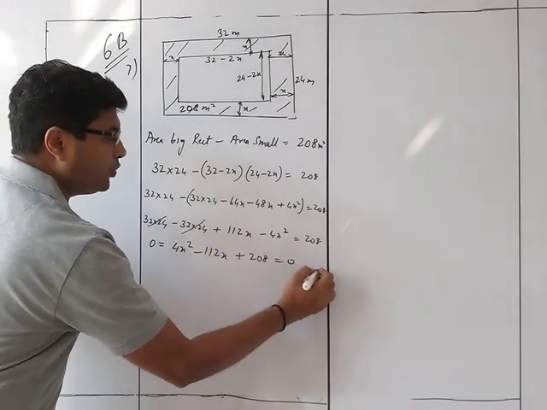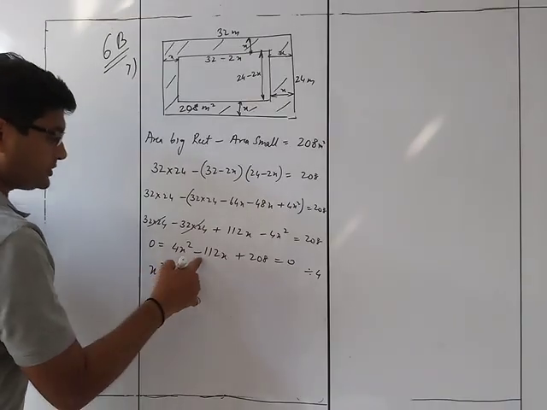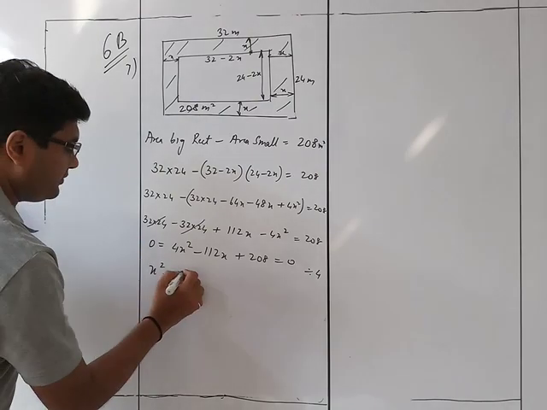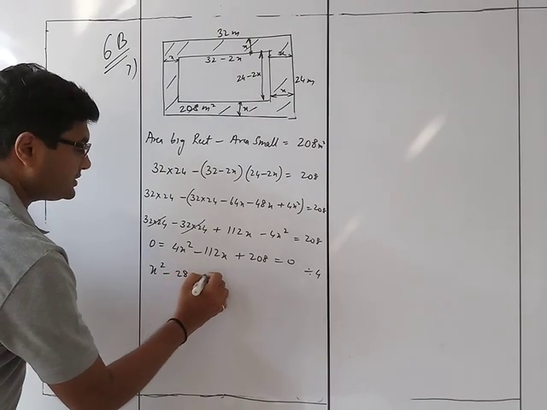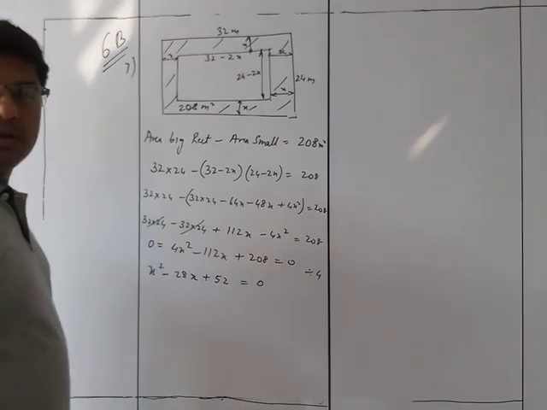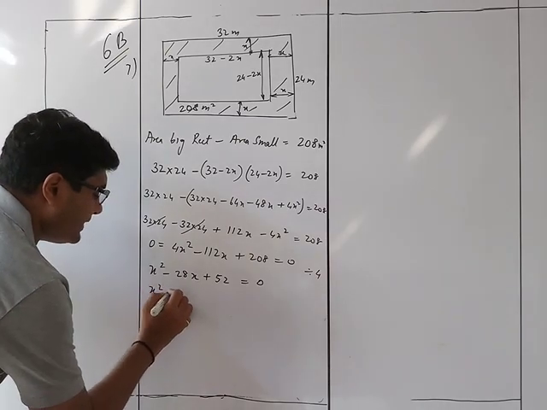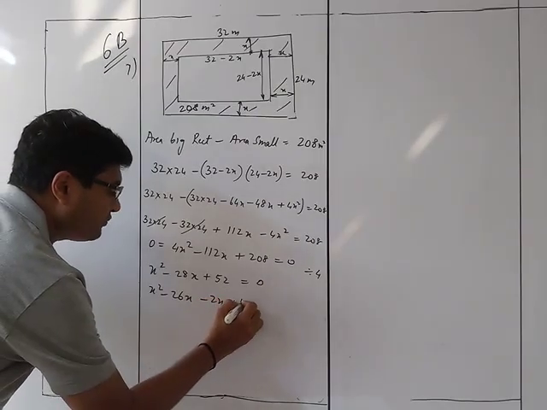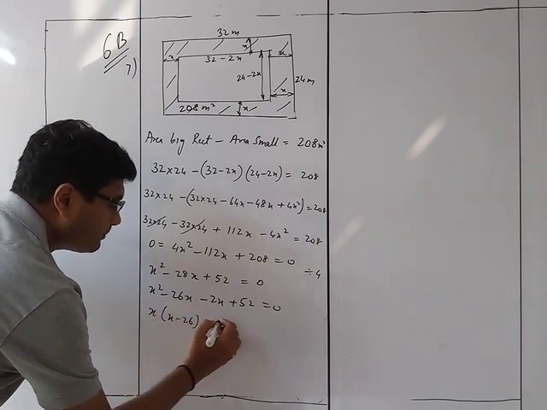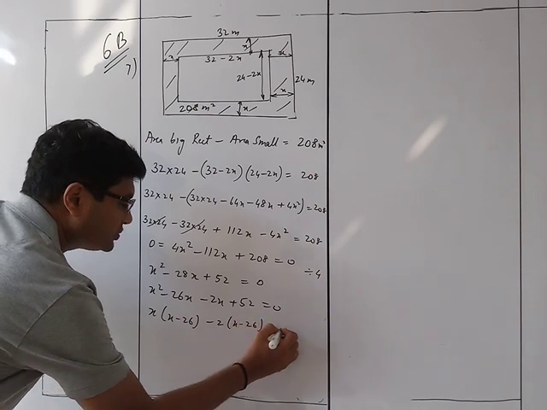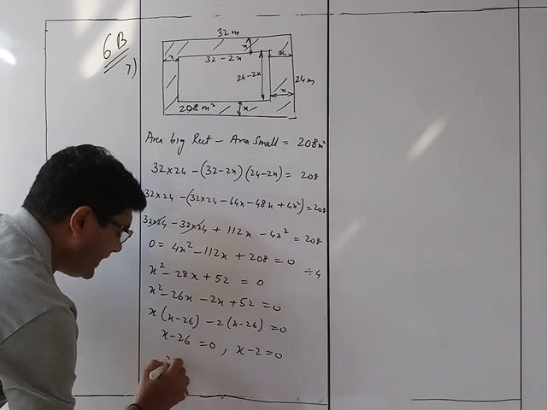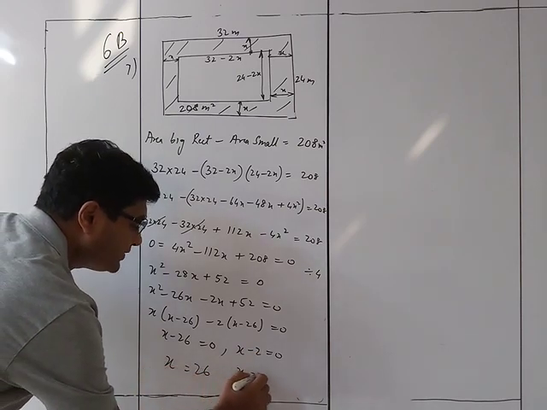Now you can divide it by 4, so you get over here x square minus 28x plus 52 is equals to 0, and 52 is 4 13s, or 2 and 26. So that gives me x square minus 26x minus 2x plus 52 is equals to 0. So x minus 26 minus 2 x minus 26 is equals to 0. So x minus 26 is equals to 0, x minus 2 is equals to 0. So x is equals to 26 or x is equals to 2.